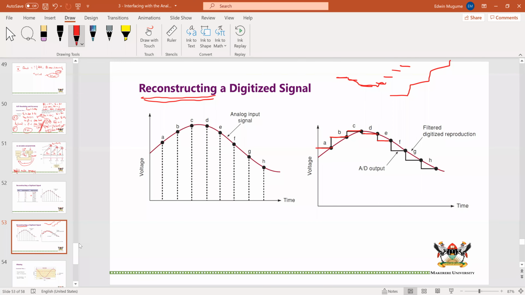But the good thing with this is that when you pass this signal through a filter, a simple RC filter with a capacitance and a resistance, it smoothens it out. And so you end up with this signal. It removes those sharp edges and smoothens it out, but still it may not be exactly similar to the original analog signal.